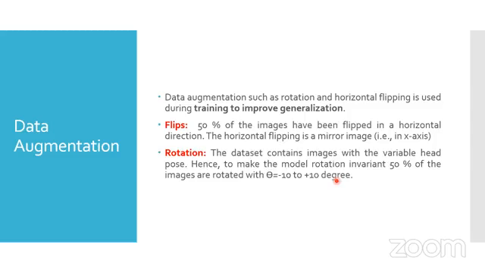So we also have used the data augmentation methods of flips and rotation here. 50% of the images have been flipped in a horizontal direction, and horizontal flipping is basically a mirror image. We also have given a rotation of -10 to +10 degrees, and that is how we have rotated our data.